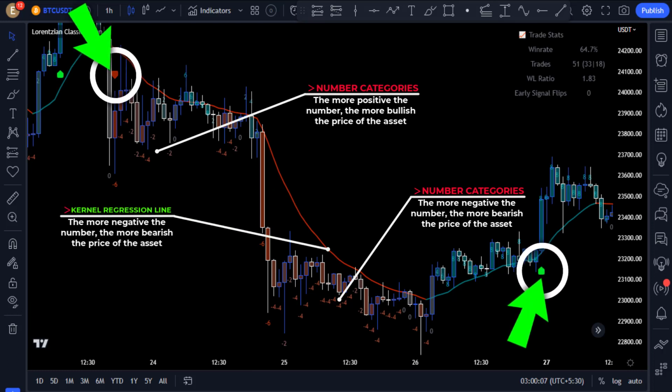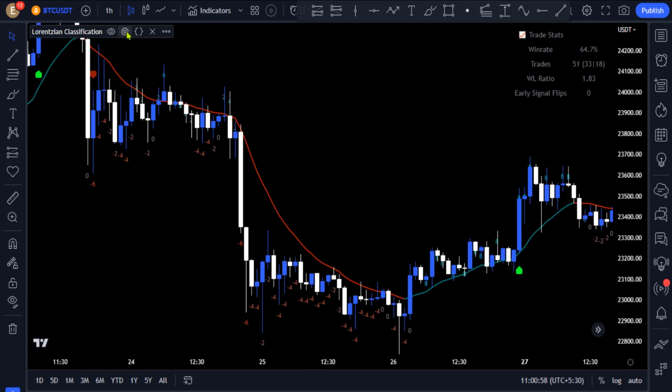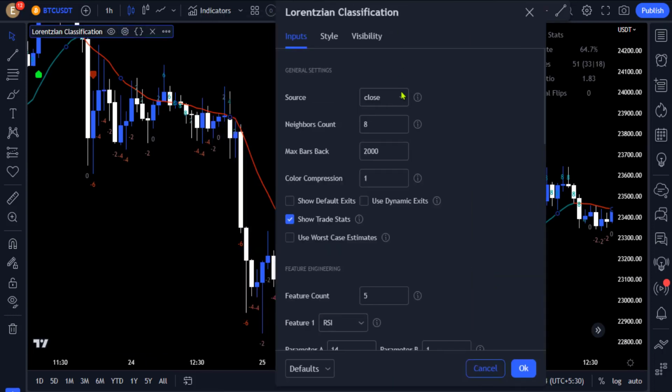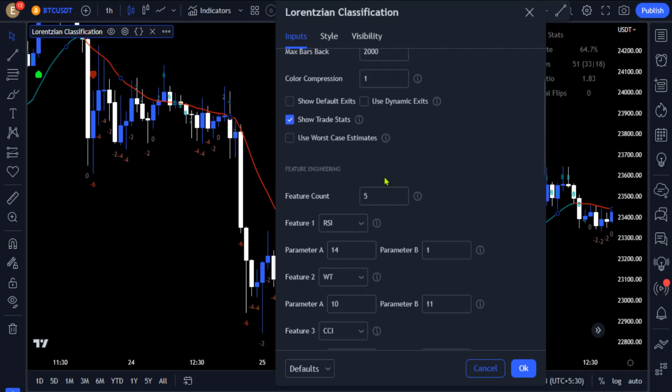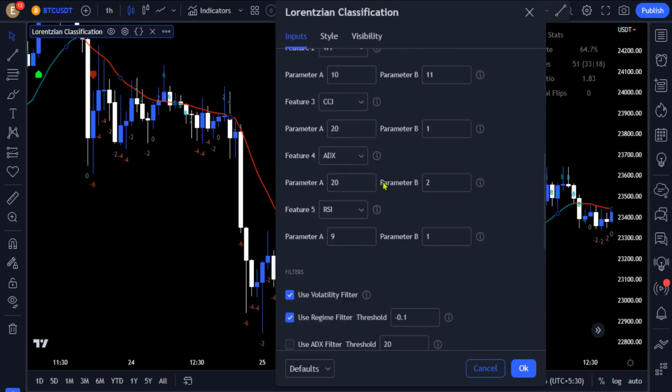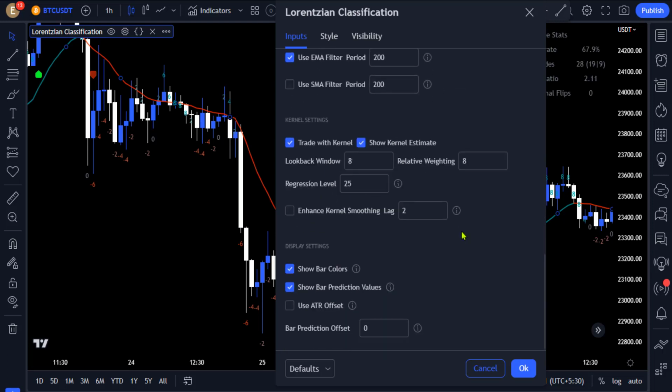It also comes with a kernel regression line, bar colors, and trade stats, plus plenty of options to customize your inputs, like neighbors count, maximum bars back, and color compression. You can also apply various filters to the buy and sell signals so that you can make them more precise. For example, you can enable the EMA filter, which will automatically cancel a lot of false signals.